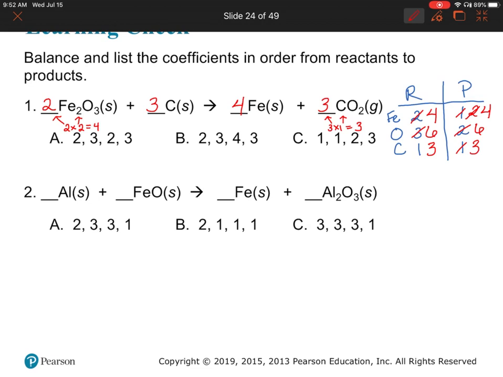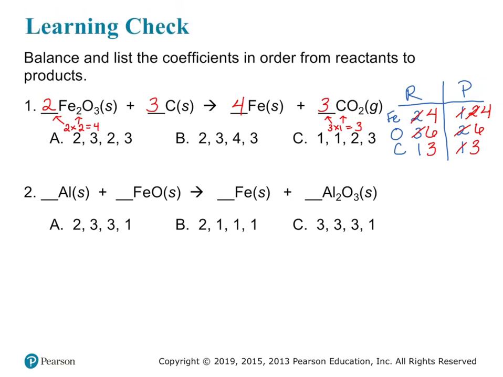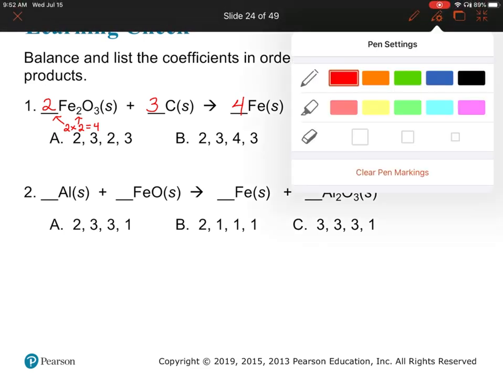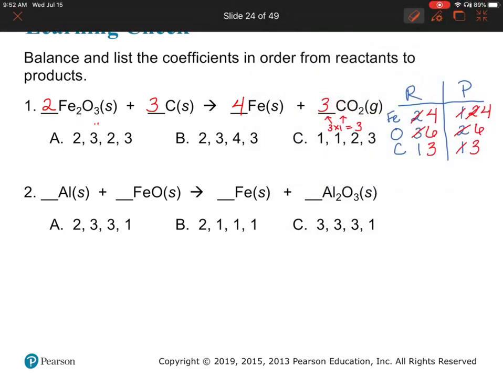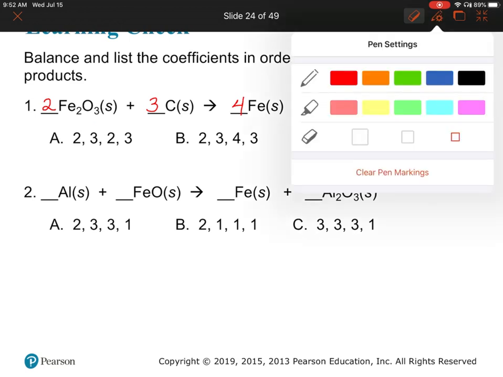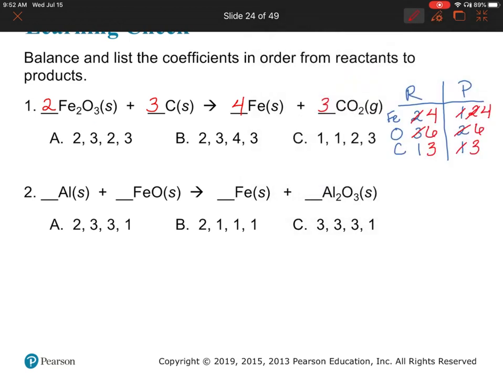So we have 4 irons on both sides, 6 oxygen atoms on both sides, and 3 carbon atoms on both sides. Awesome. Okay, so that is now a balanced reaction. But additionally, let's check and make sure it matches one of our options here, A, B, or C. So our coefficients are 2, 3, 4, 3, and that matches B.